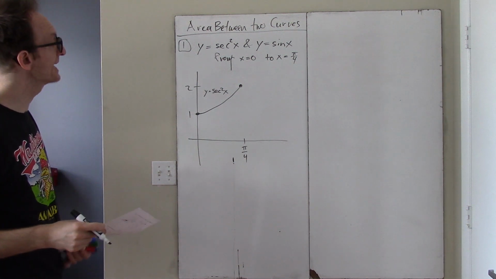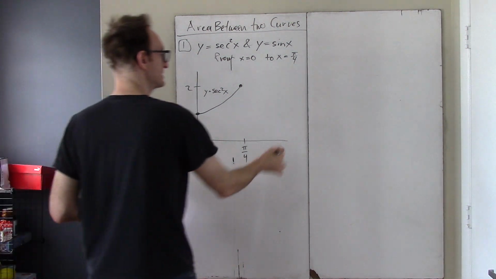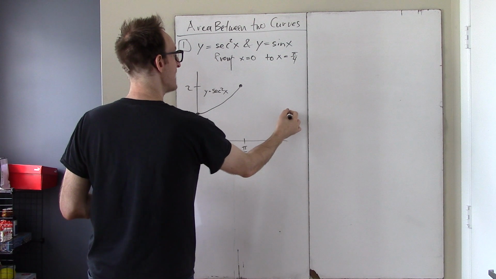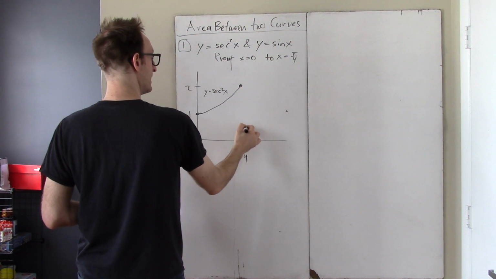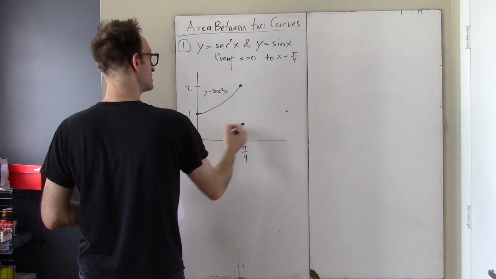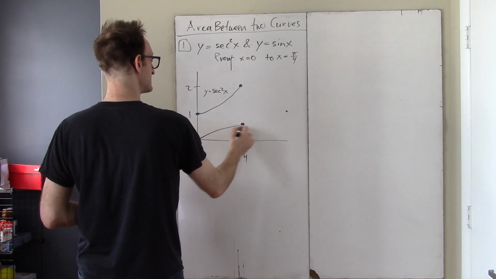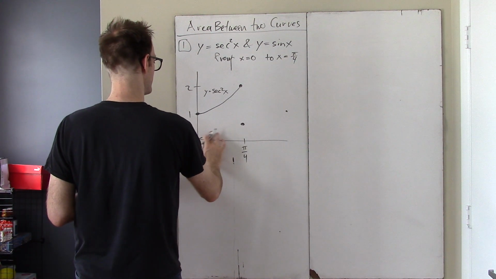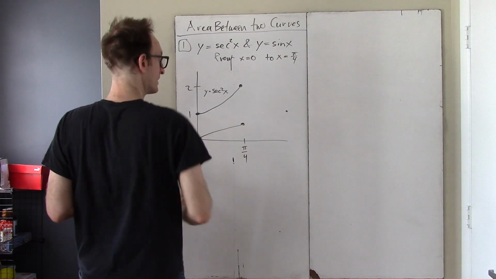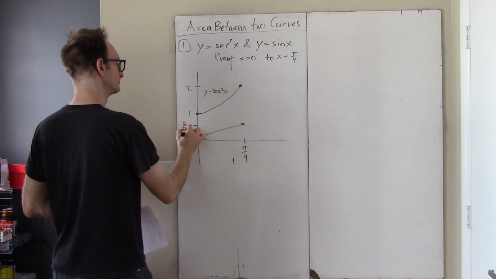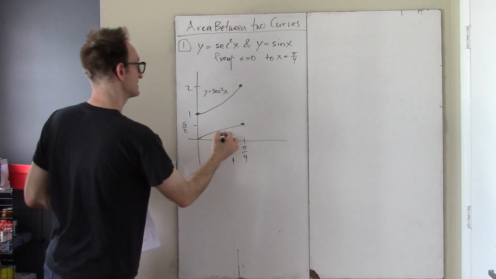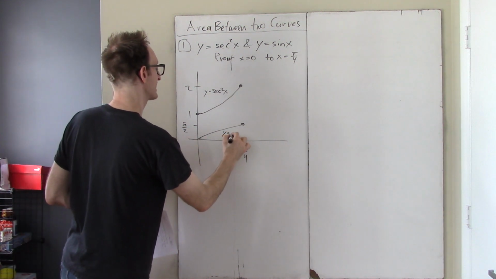Next, what does sine look like? Well, sine's just kind of doing its thing. It's going to peak over here at pi over 2 comma 1. At pi over 4, we know that it's root 2 over 2, which is about 0.7. So something like that. That's root 2 over 2. Good. And this is y equals sine x.